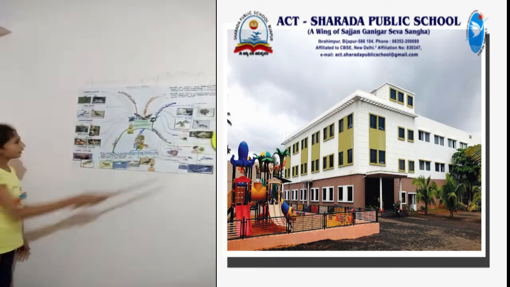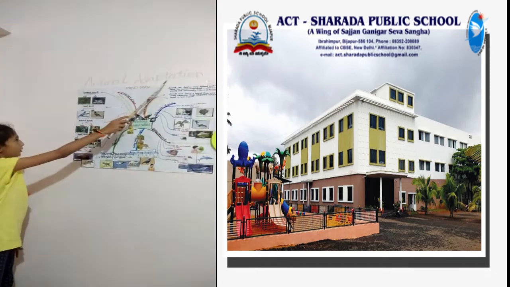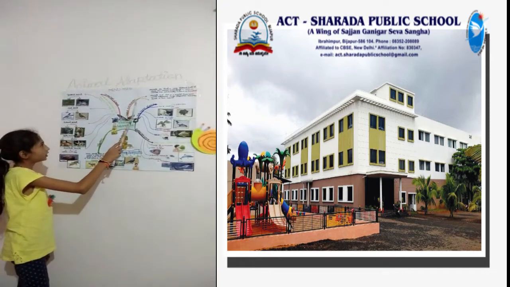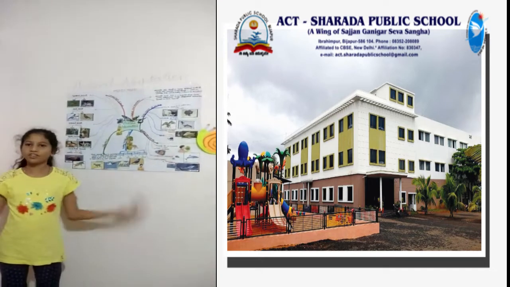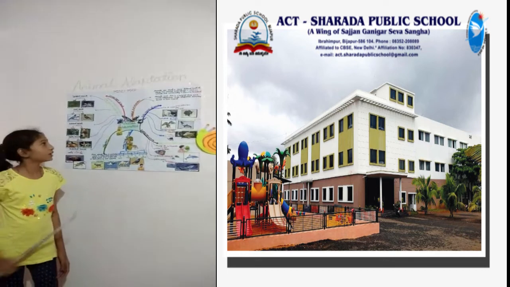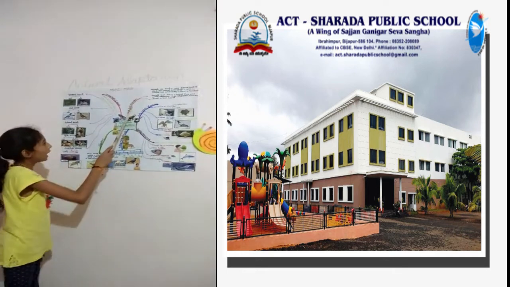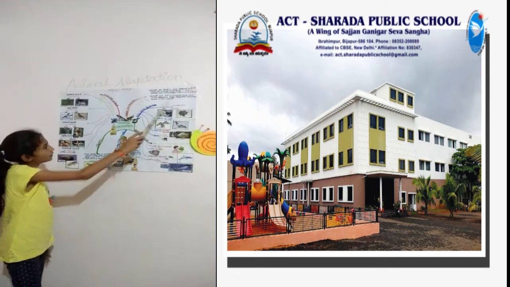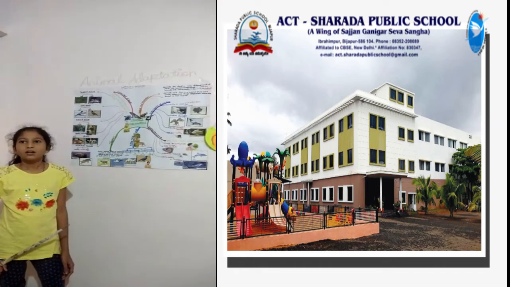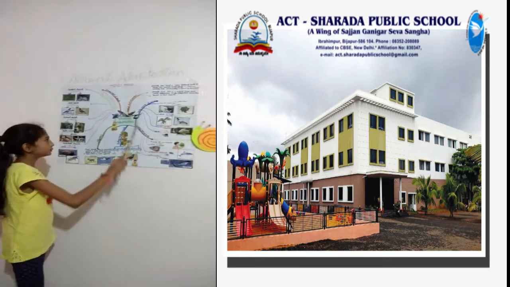Today, I am explaining the mind map of animal adaptation. Habitat and adaptation. The natural surroundings in which an animal lives comfortably is called its habitat. Adaptation: animals that live in a habitat share some common adaptations.